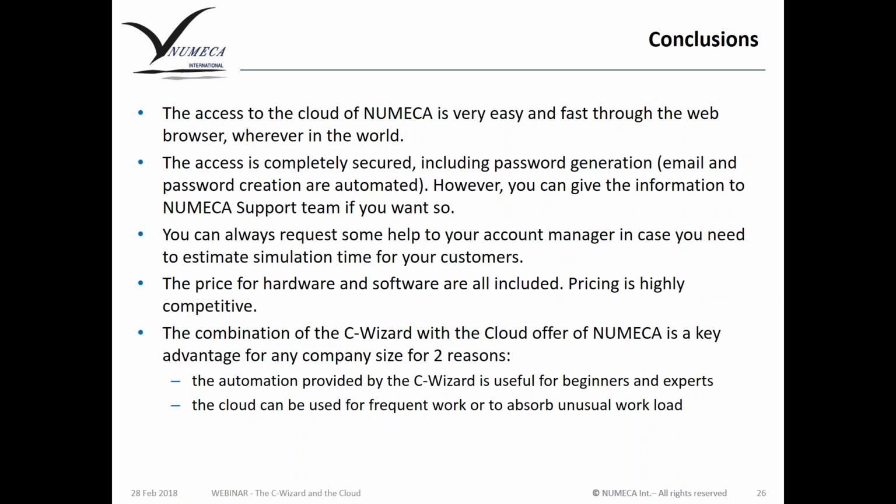And the second reason why this combination is important is because the cloud can be used for frequent work. We have users who ask for it frequently all along the year, or users who just have a peak of work, suddenly have an unusual workload that they need to absorb, and their machine cannot do it at this moment because it is already fully busy. So that's the message that we wanted to convey with this combination of the cloud and the C Wizard.